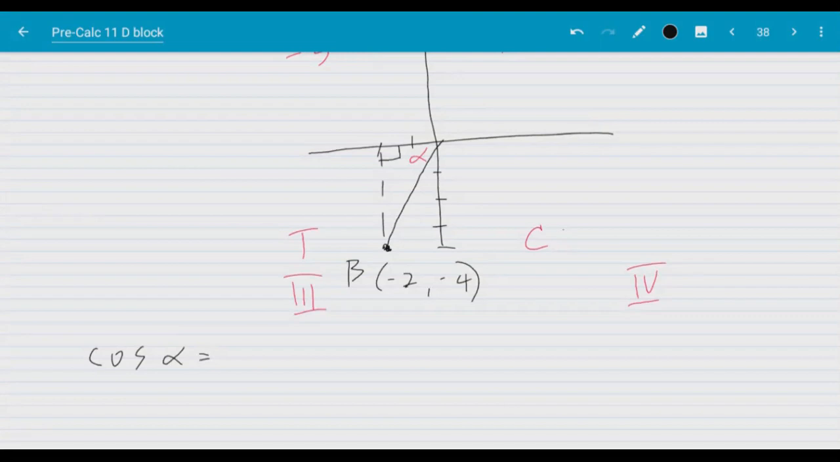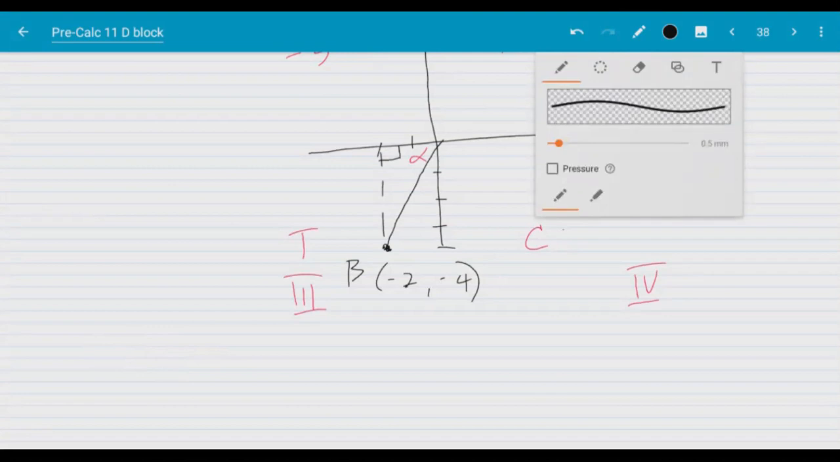adjacent over hypotenuse. But wait a minute, we don't have the hypotenuse yet. I think it would be better if we get the hypotenuse first. What do you think? So yeah, let's do that. Let's get the hypotenuse. The hypotenuse will be given by this.